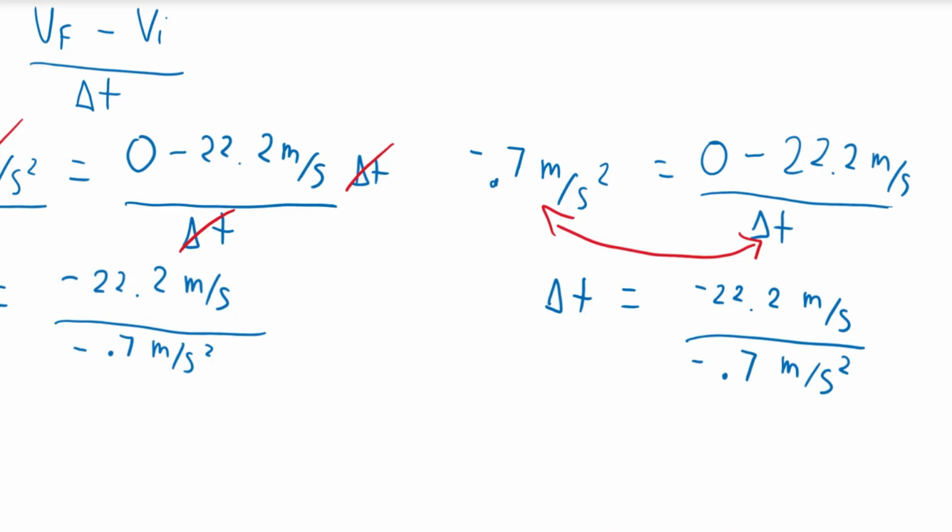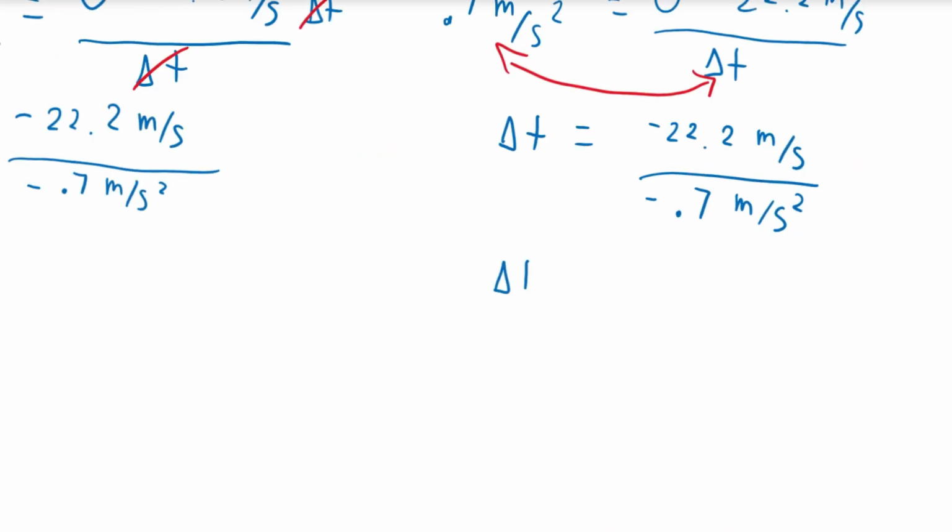So let's just solve for it. Negative 22.2 meters per second divided by negative 0.7 meters per second squared. What is delta t? How long did it take the train to stop? So delta t is equal to 31.7 seconds. So it took 31.7 seconds for the train to stop. And that is step 4.